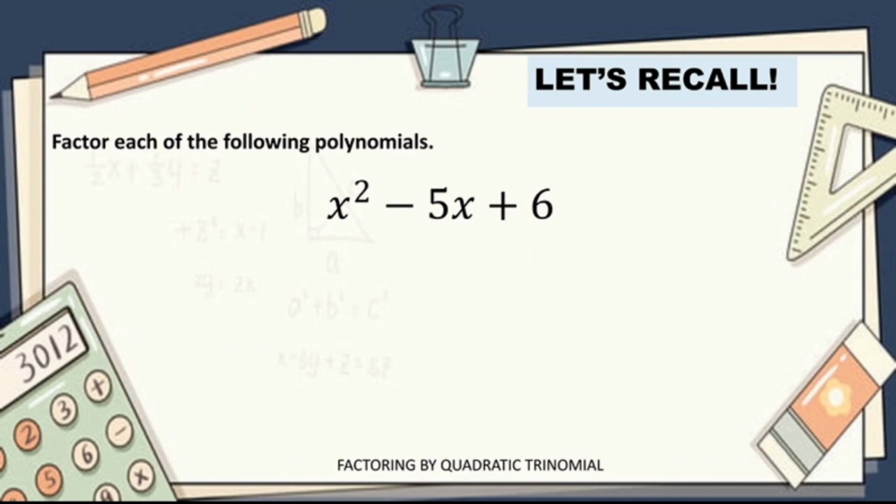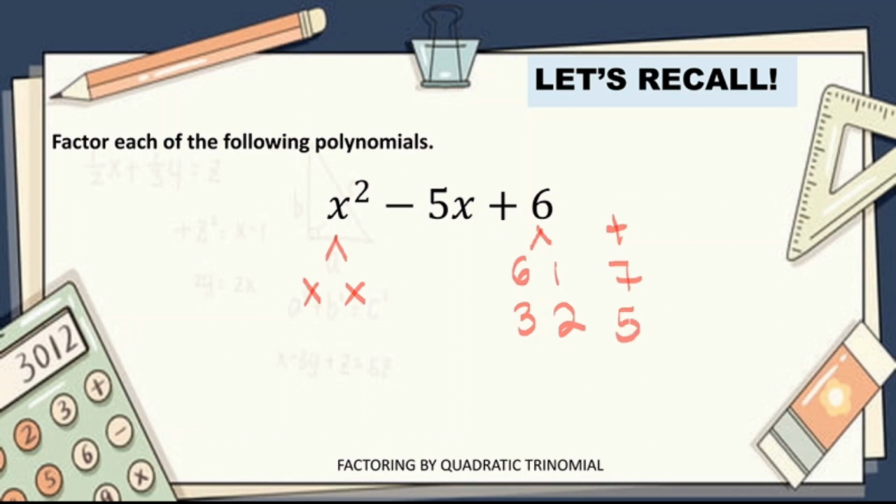X squared minus 5x plus 6 is also an example of a quadratic trinomial. First, we factor the first term, x squared, and that is x times x. Then we list all the possible factors of 6. We write first the bigger factor. So we have here 6 times 1 and 3 times 2. After that, we add the factors of the constant term. 6 plus 1 is 7 and 3 plus 2 is 5.